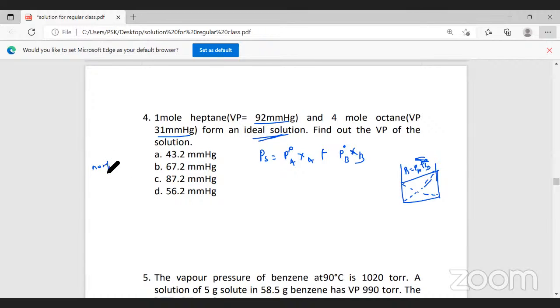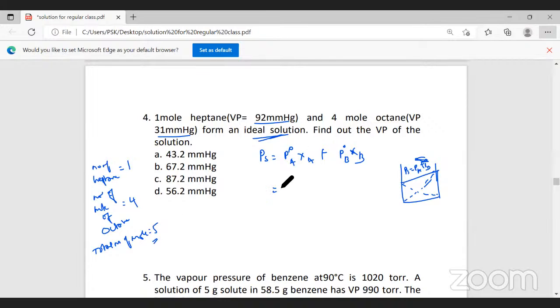Number of moles of heptane they've given to be 1, and number of moles of octane they have given to be 4. So what will be the total number of moles? Total number of moles is equal to 5.